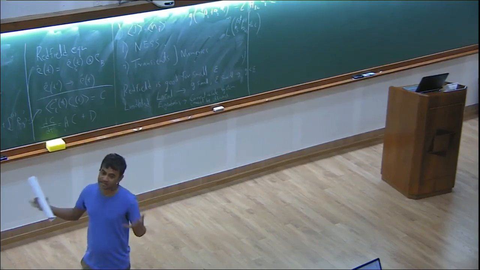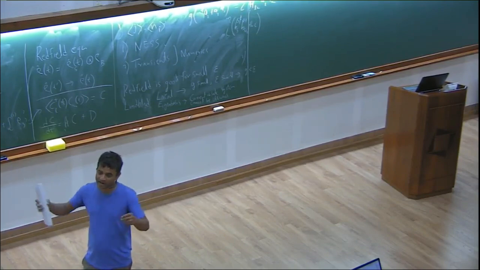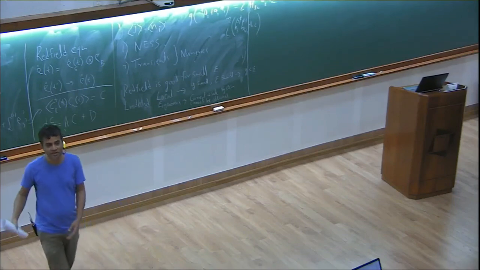In many cases it just doesn't equilibrate, so it's a bad bath. Like local Lindblad, for example, if you have a large chain and you couple it at the ends, it's really a bad bath. It should at least reproduce equilibrium.